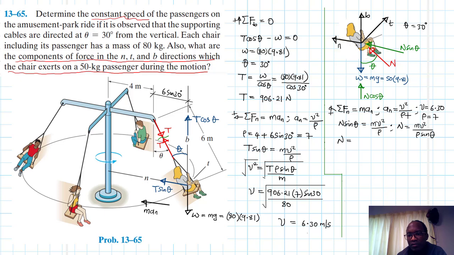Replacing everything in there, we'll have our n equal to, we do have m there, and we know that m is just equal to 50 kg. What else? Yeah, that's about it. So if we replace everything in there, we have 50 times 6.30 squared divided by 7 sine theta, and theta we said is 30 degrees.